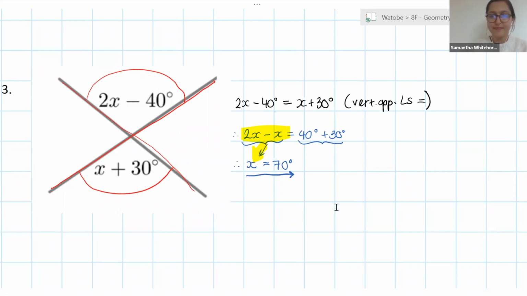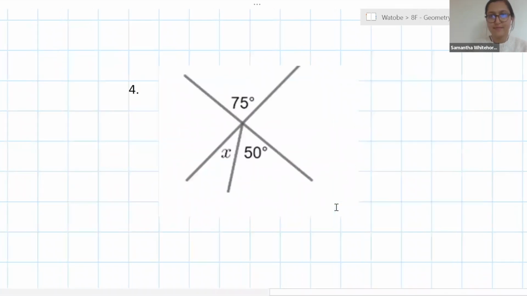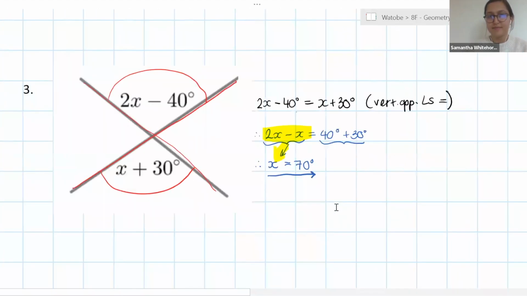Okay, my peeps, if we can do this question, maybe you'll understand a little bit more. Okay, guys, take your screenshot of this if you need to. And let's try another one.